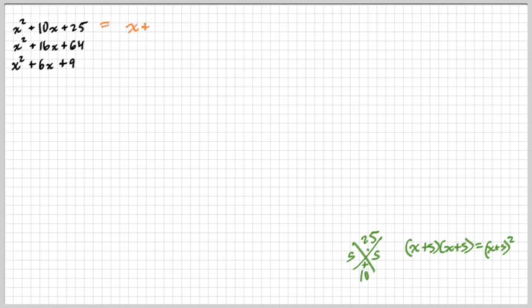Okay, so the first one would be x plus 5 squared. Do you know what the next one would be? X plus 8 squared. Do you see the pattern? Yeah, x plus 8 squared. All right, and then what would the next one be? X plus 3. Okay, does your shortcut work for this one? No, it's x minus. X minus 6 squared. All right, factor it. Go.